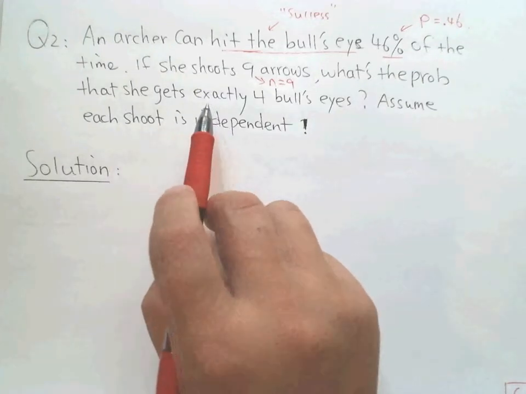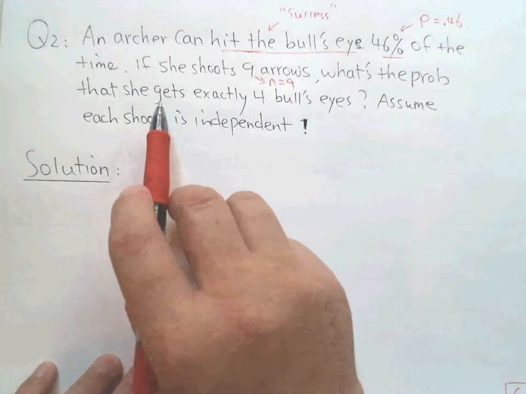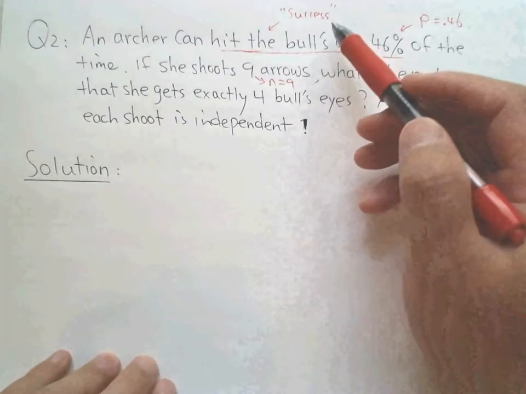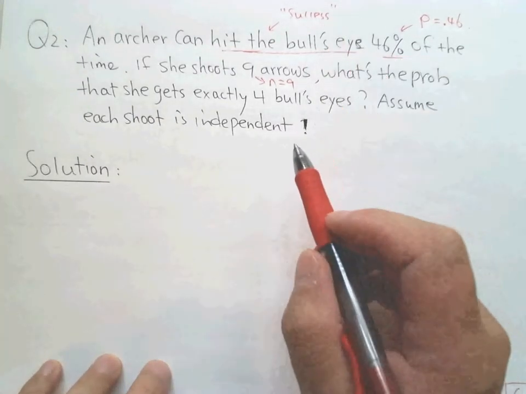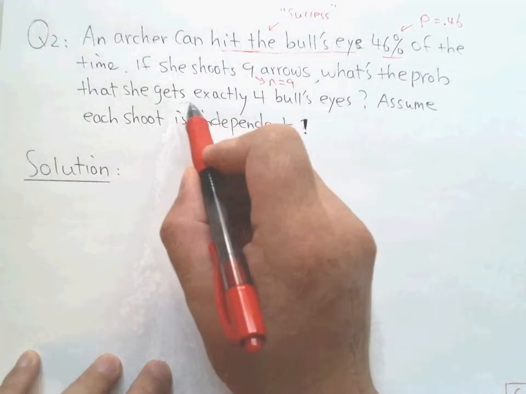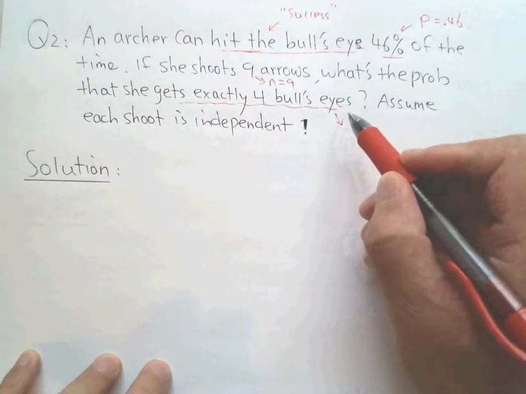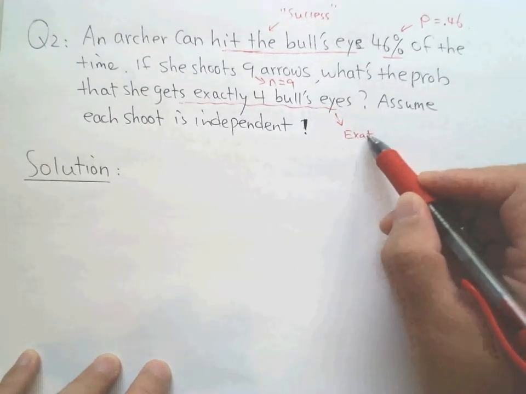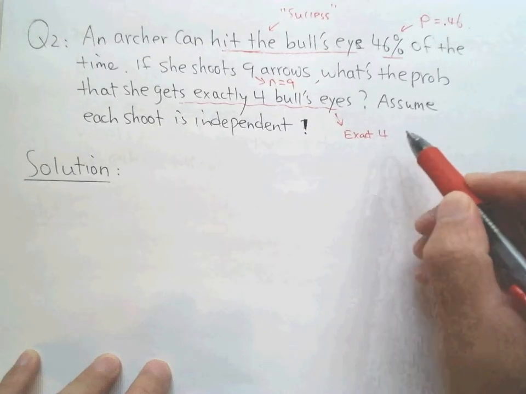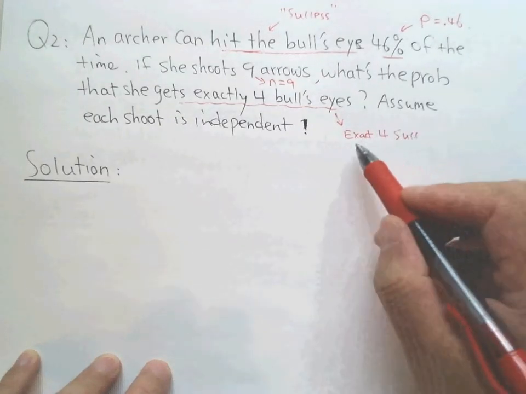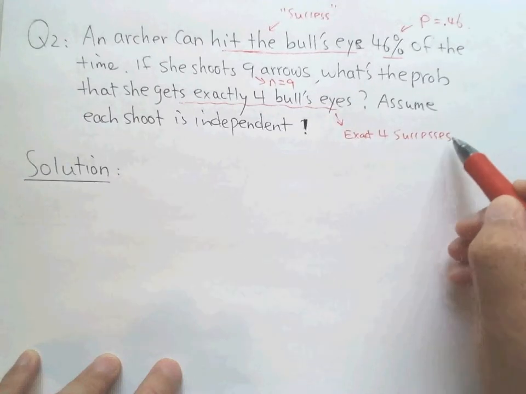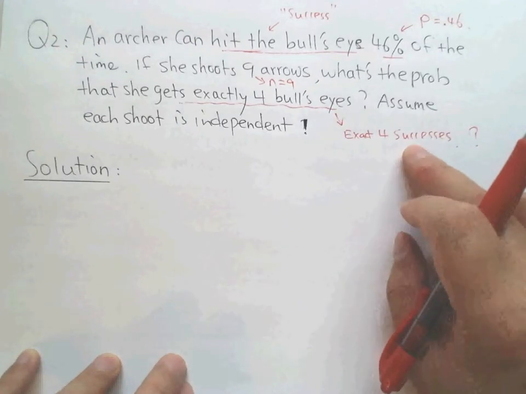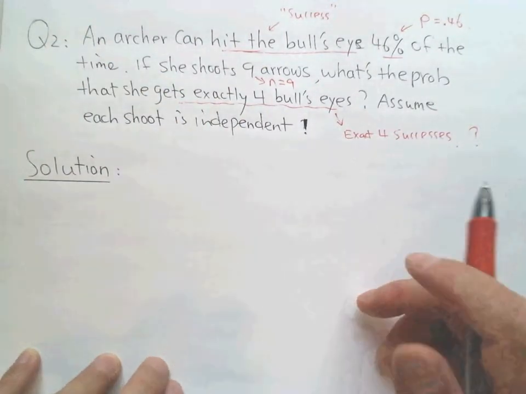Okay, what's the probability that she gets... can you see the question? What is the question exactly? She gets exactly 4 bull's eyes, which means how many successes from the 9 shots. That is the question: what is the probability she gets exactly 4 successes? Remember, exactly 4 times.